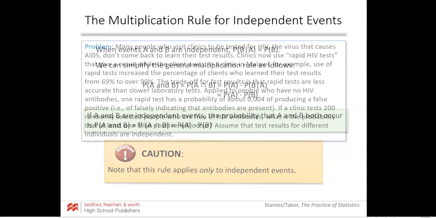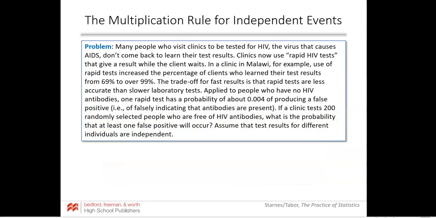That's absolutely true. Okay. Many people who visit clinics to be tested for HIV, the virus that causes AIDS, don't come back to learn their test results. Clinics now use rapid HIV tests that give a result while the client waits. In a clinic in Malawi, for example, the use of rapid tests increased the percentage of clients who learned their test results from 69% to over 99%. The trade-off for fast results is that the rapid tests are less accurate than slower laboratory tests. Applied to people who have no HIV antibodies, one rapid test has a probability of 0.004 of producing a false positive.